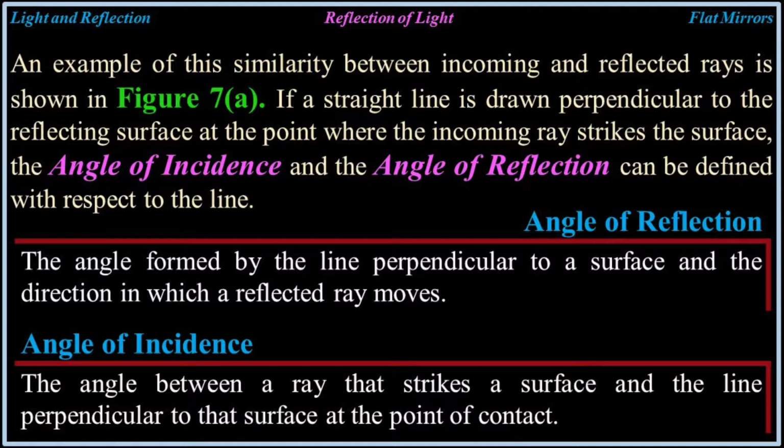An example of this similarity between incoming and reflected rays is shown in figure 7a. If a straight line is drawn perpendicular to the reflecting surface at the point where the incoming ray strikes the surface, the angle of incidence and the angle of reflection can be defined with respect to the line. Angle of reflection: the angle formed by the line perpendicular to the surface and the direction in which the reflected ray moves. Angle of incidence: the angle between a ray that strikes a surface and the line perpendicular to the surface at the point of contact.